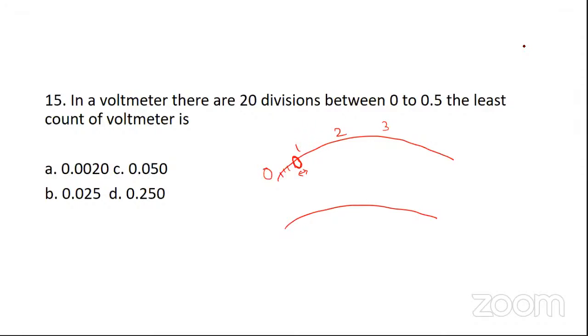Sir, I think it's 2.5. It's B. Yes, that's the right answer. B is right. All right, here 0 is given, 0.5 is given, and between them there are 20 divisions. All right, these are 20 divisions. So for one single division, what we do is 0.5 minus 0, that is 0.5, and we divide it by 20. That will give you the answer as B. Okay, sir. Alright, just a second.